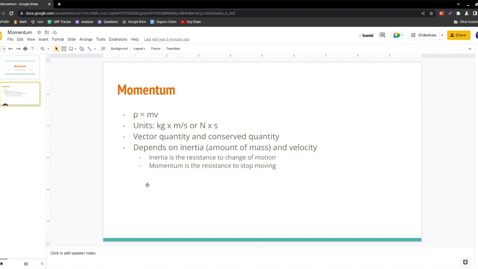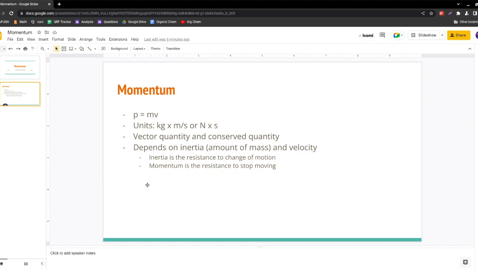So think about it this way. If an object has a really high mass, let's say there's a truck rolling down a hill, it's going to be pretty hard to stop that truck because it has a lot of mass. While if we replace that truck with a toy car, that toy car does not have a lot of mass, so it's going to be stopped pretty easily.